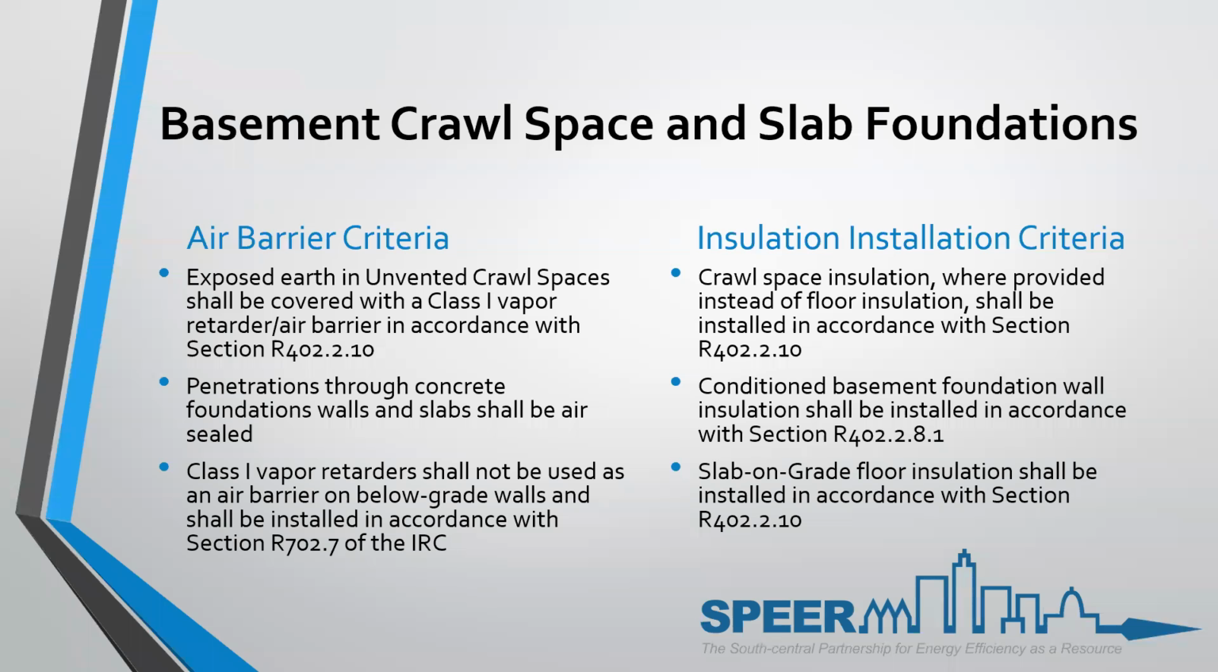So the air barrier criteria for basement, crawl space, and slab foundations, we won't spend too much time on this. Most of Texas doesn't really do basements or crawl spaces. Although the older existing housing stock does have crawl spaces, most of them aren't built with new houses. Some are. The exposed earth and unvented crawl spaces shall be covered with a Class 1 vapor retarder or air barrier in accordance to Section R402.2.1.1. Any penetrations through the concrete foundation walls and slabs should also be air sealed. A Class 1 vapor retarder shall not be used as an air barrier on below grade walls and shall be installed in accordance to Section R702.7 of the IRC.